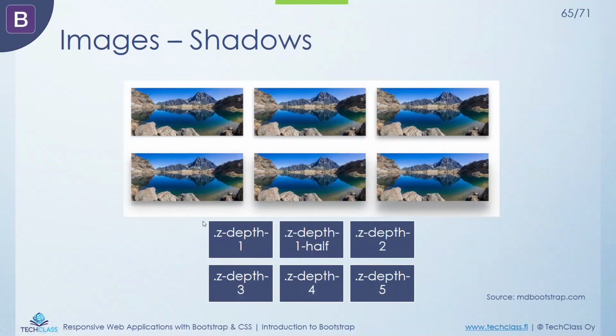And if you want to apply shadows for your image or div elements, then you can also apply these classes. So the bigger the number is, the shadow is also a bit further. They have the same order actually, these class names and the image that you can see as example here.